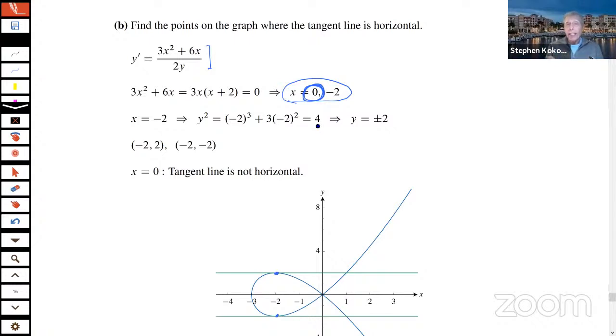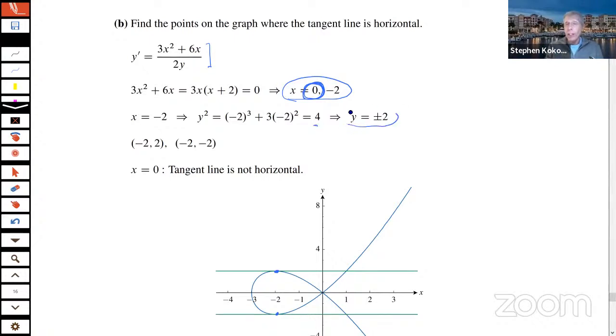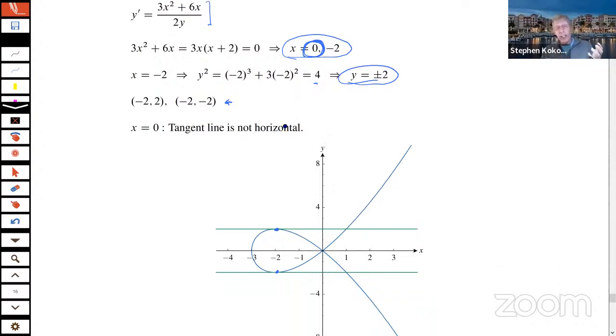When x is equal to -2, I'm going to go back and plug that into the original expression. I'm going to get y squared is 4, so I get 2 values of y. And so I get 2 points here where the tangent line is horizontal. And you know what? That seems to make sense. If I take a look at my graph, indeed, it looks like it's at (-2, 2) and (-2, -2). It looks like the tangent line is horizontal there. I feel pretty good about that one.